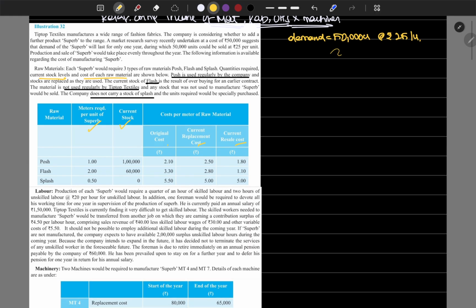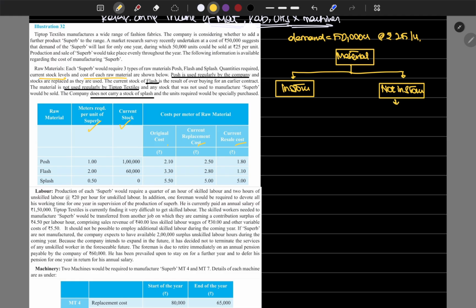Before that, what's the rule for material? It's kind of logic. Material in stock, material not in stock. If not in stock, our relevant cost would be our purchase price. If it is in stock, is it regularly used or not regularly used?